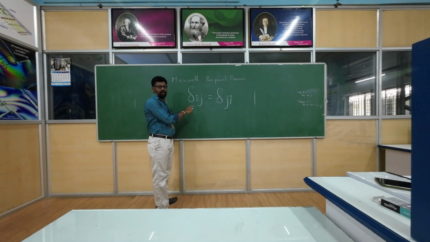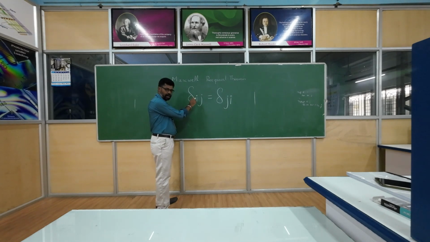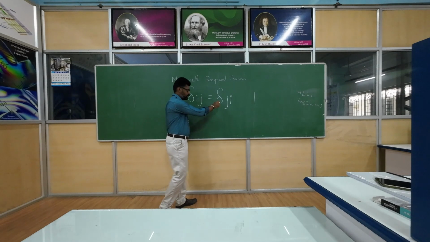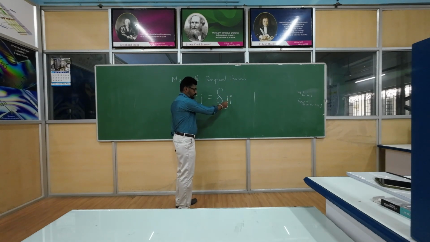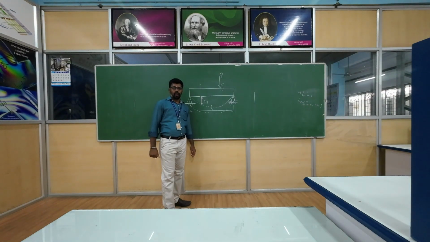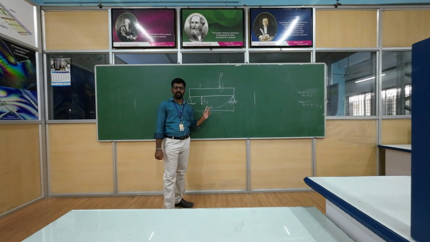I repeat the pattern again. Delta ij indicates the deflection of a beam, that is, the deflection at point i due to the load applied at j. So this delta ij should be equal to the deflection at point j due to the load applied at point i. This is what the theorem says. Now we have seen what Maxwell's reciprocal theorem is and we have seen the formula.